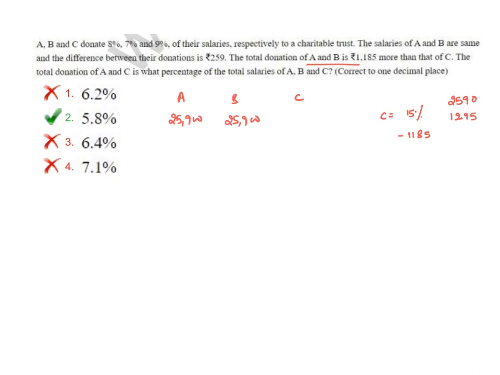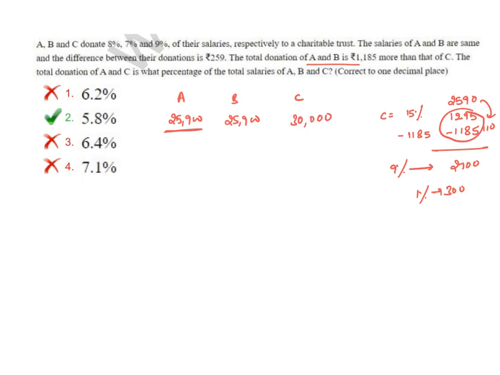This is 15% of 25,900. From that you have to subtract 1185. So you're getting 110 here. So that 110 you need to add it to this. It becomes 2700. That is the donation of C. 9% is 2700 means 1% is 300. Therefore, the total is 30,000.